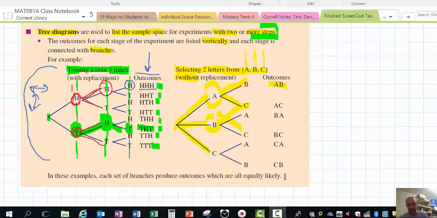A very important point is that in experiments like this one, the outcomes at the end are all equally likely with this sort of system. Same with these, they are all equally likely to each other. In further probability, you'll learn probably next year, this isn't always the case, but in the ones we're going to do at this stage, all of these outcomes at the end are equally likely, which makes life a bit easier.